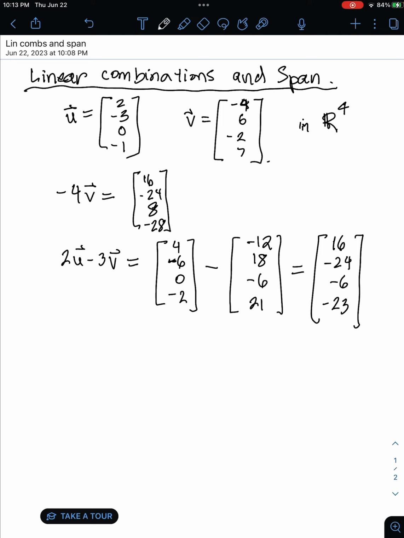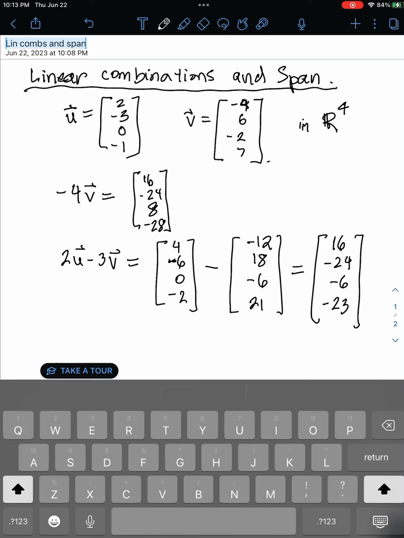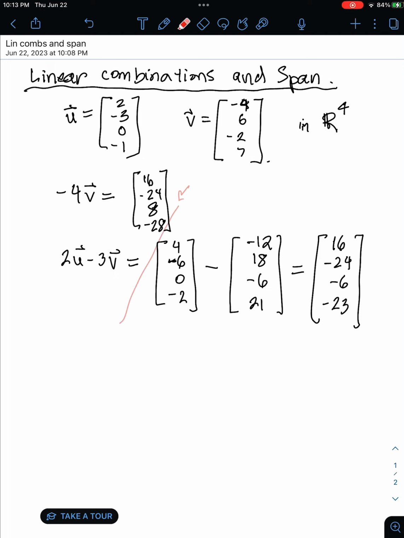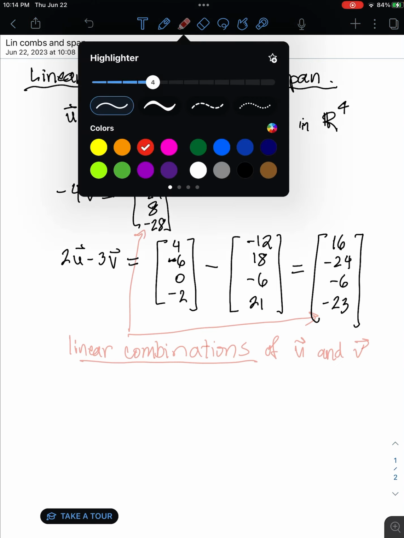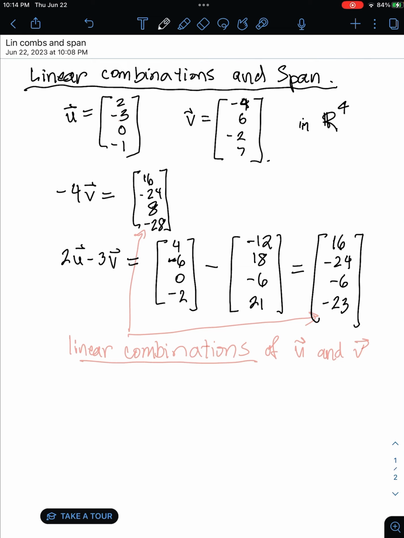Okay? So these two vectors are examples of linear combinations of these two, u and v. And how so? Well, because they're gotten by scaling u and v and then adding them together. So for instance, for the first one, I could get -4v by doing 0u plus -4v. And here I have 2u minus 3v for the second example.